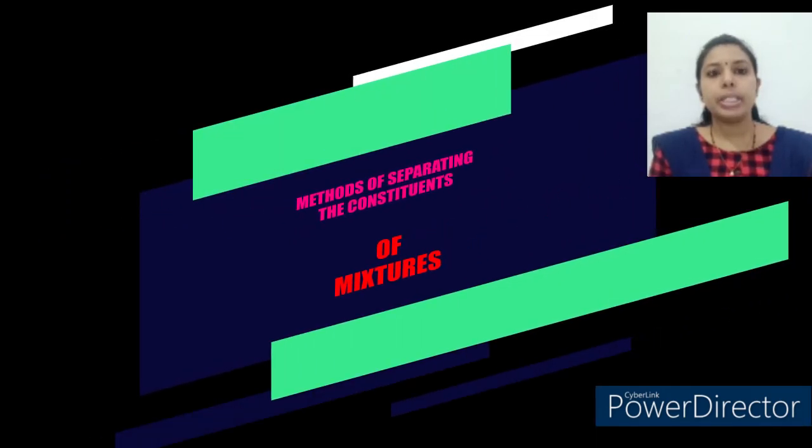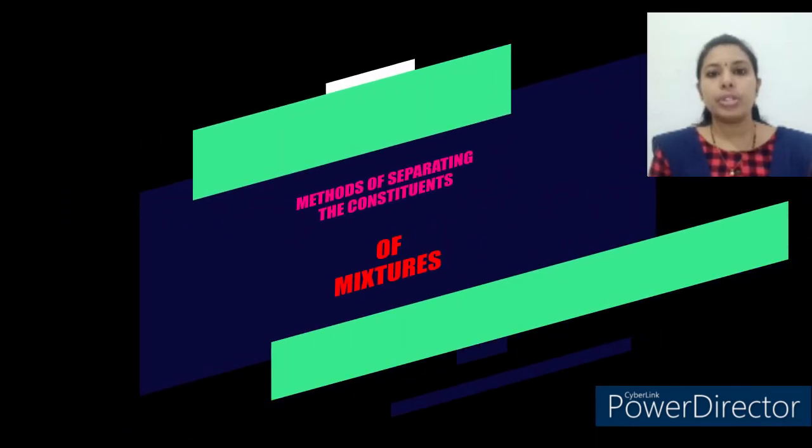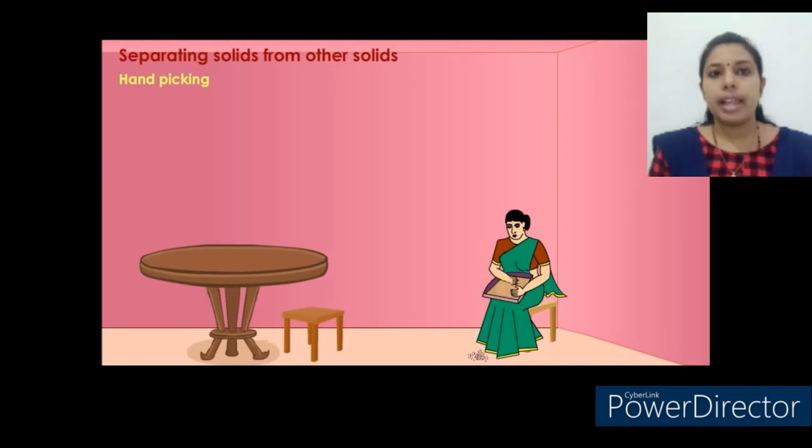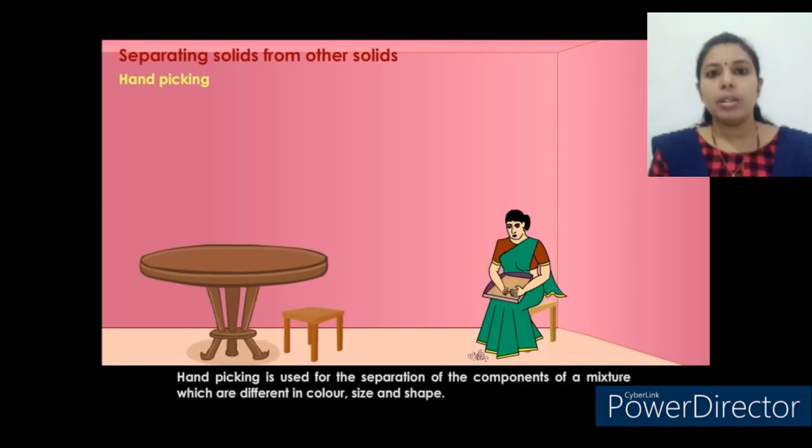Let's discuss the methods of separating the constituents of mixtures. The following methods are used for this purpose, most of them based on the properties of materials. The first method is hand picking. Hand picking is used for the separation of the components of a mixture which are different in color, size and shape.